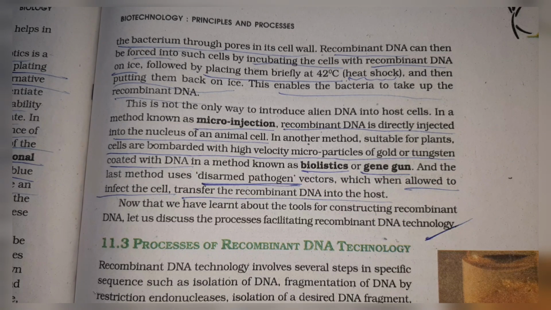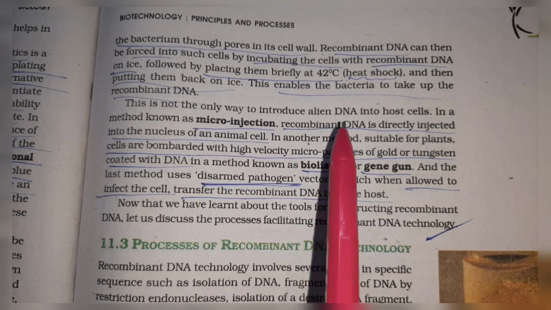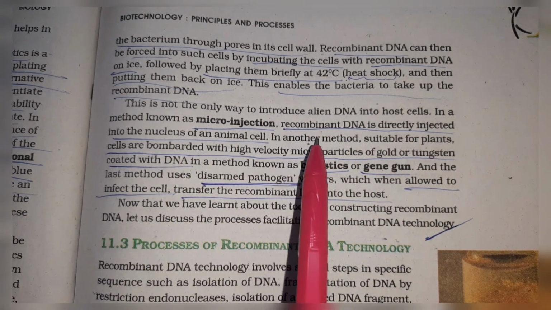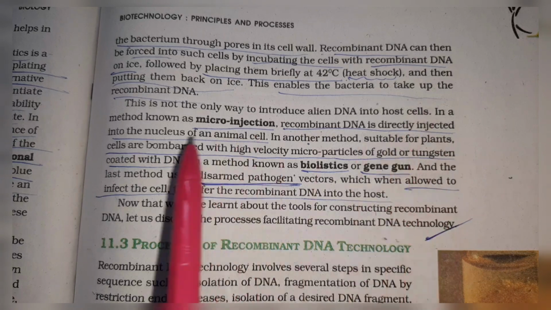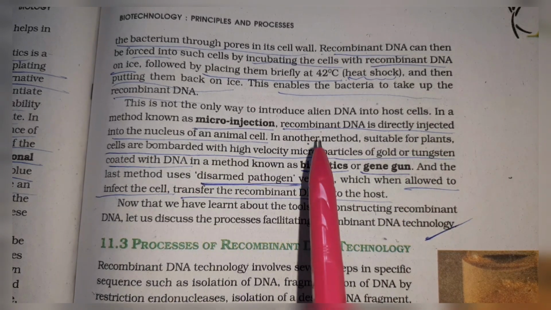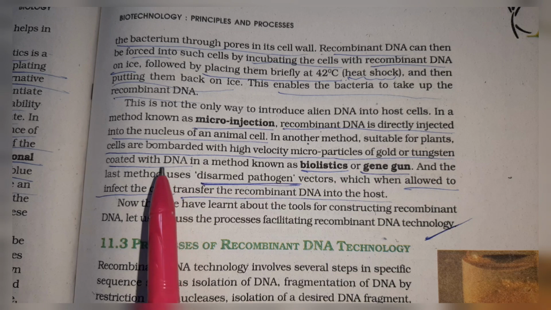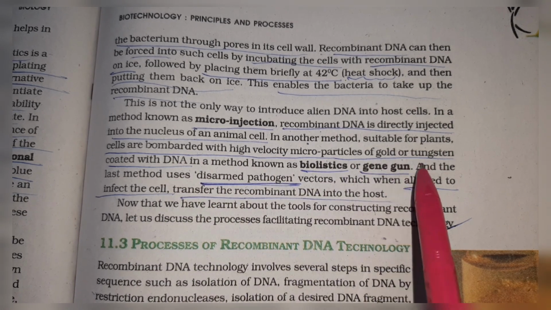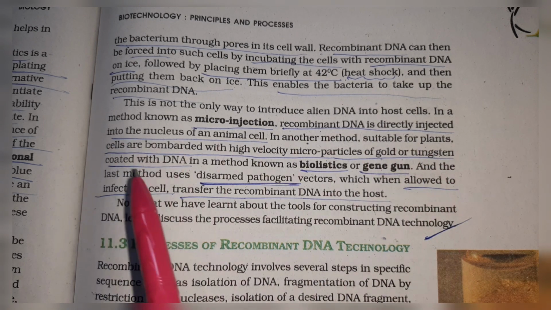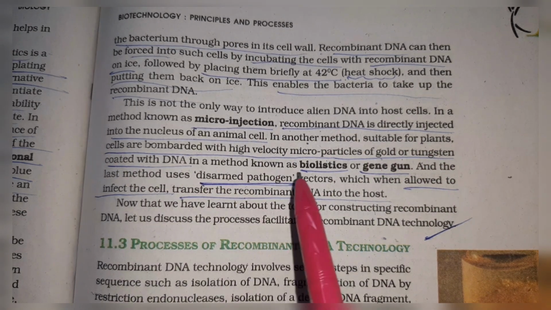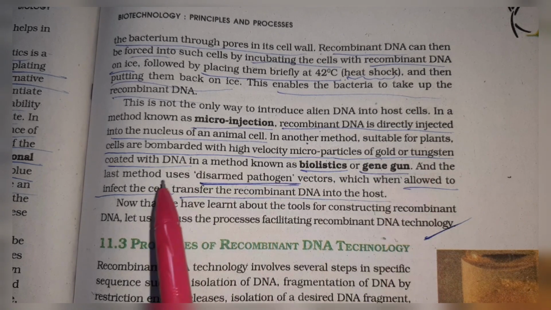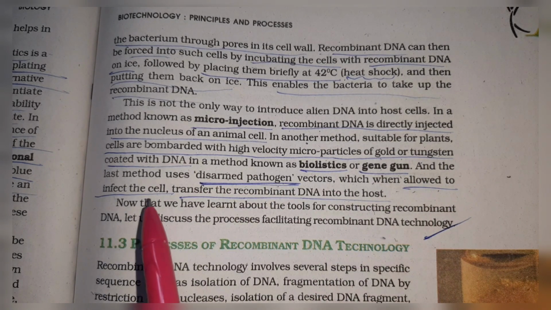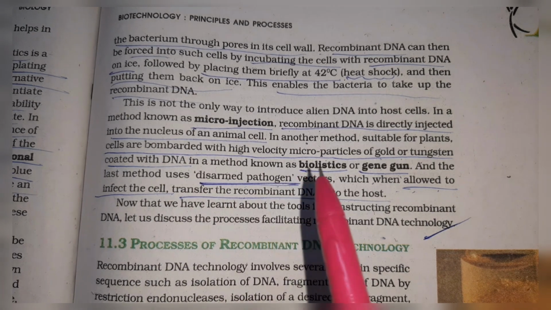It is introducing us to another way also, to introduce the alien DNA into the host cell. In a method known as microinjection, recombinant DNA is directly injected into the nucleus of an animal cell. In another method suitable for plants, cells are bombarded with high velocity microparticles of gold or tungsten coated with DNA in a method known as biolistics or gene gun. And the last method uses disarmed pathogen vectors, which, when allowed to infect the cell, transfer the recombinant DNA into the cell.